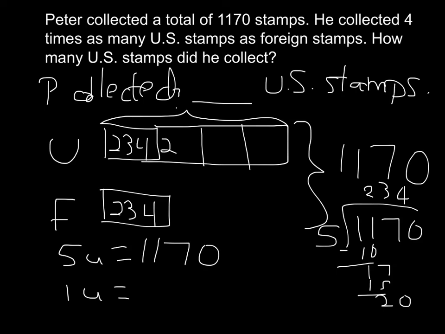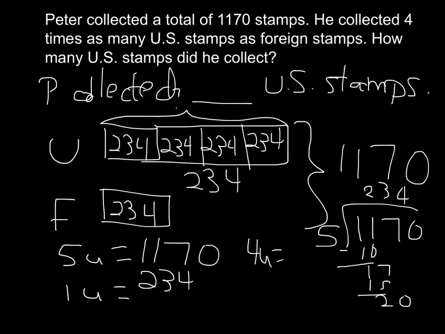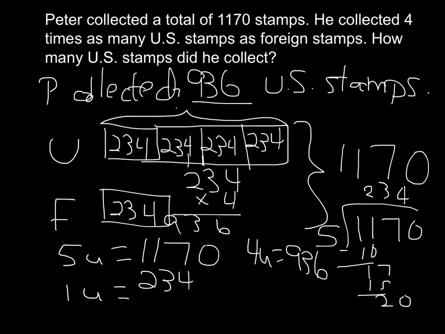So every unit represents 234 stamps. Okay, which if I want to know the U.S. stamps, that's actually 4 units. So if 1 unit is 234, then what is 4 units? Well, 4 units should be 234, and there's 4 of them, so times 4. And I get 936. So we have that Peter collected 936 U.S. stamps.